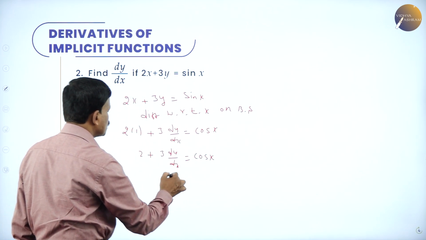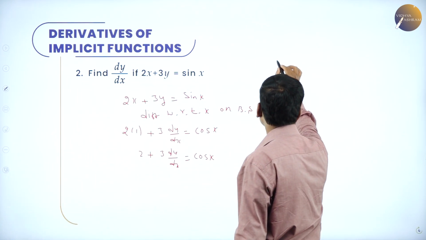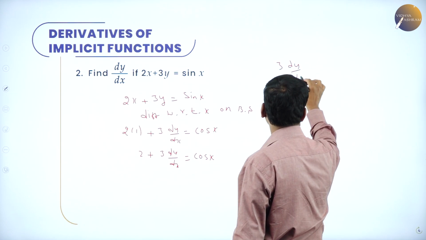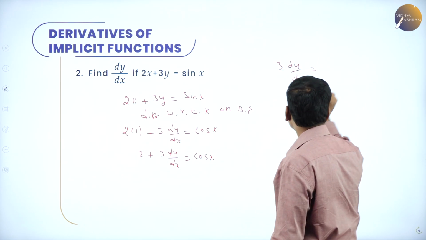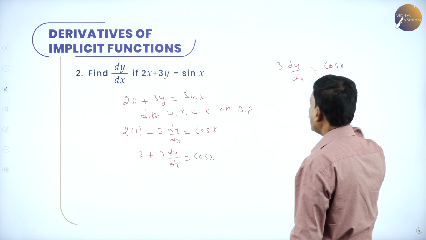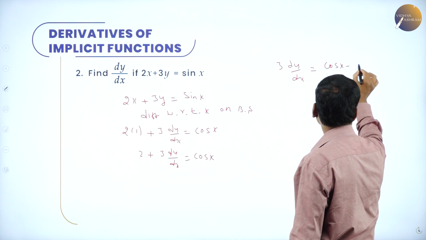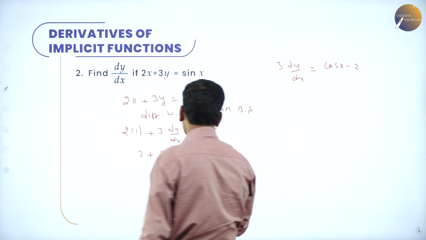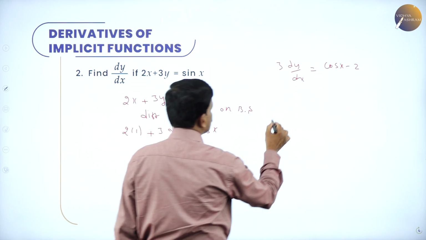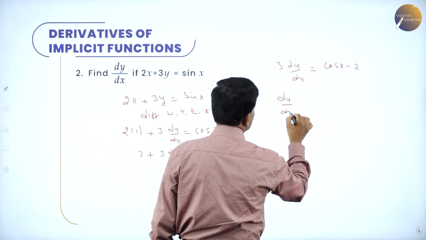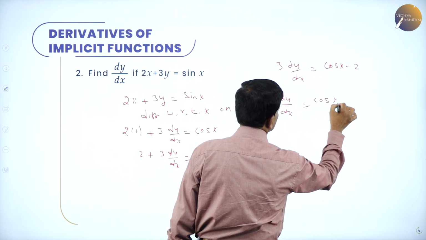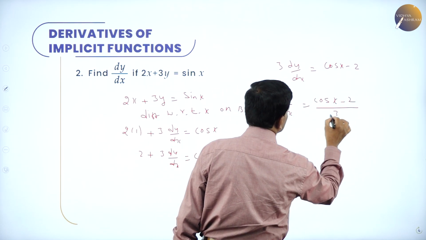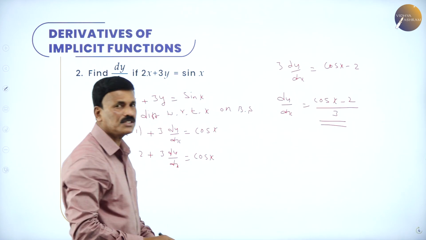And transfer this, just keep 3 dy by dx as it is. 3 times dy by dx is equal to, you just keep this cos x and transfer plus 2 to the right hand side, this becomes minus 2. So 3 dy by dx is equal to cos x minus 2. Therefore dy by dx can be written as cos x minus 2 divided by 3. This is the derivative of this function.